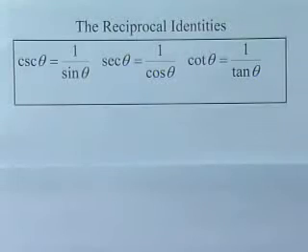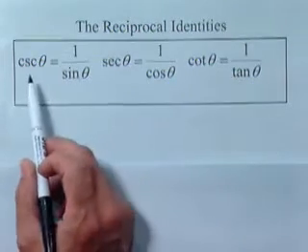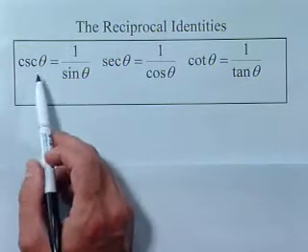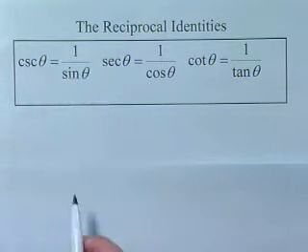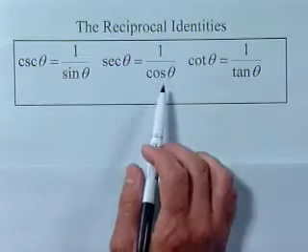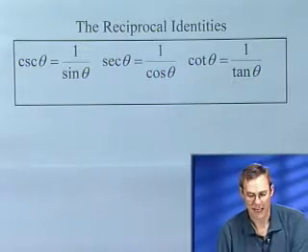Throughout Lesson 14, we'll talk about identities in trigonometry. I'd first like to start out with what we call the reciprocal identities. Let's define them as follows. Cosecant of theta, remember thetas are our angles, is equal to 1 over sine. Secant theta is equal to 1 over cosine. And cotangent theta is equal to 1 over tangent.